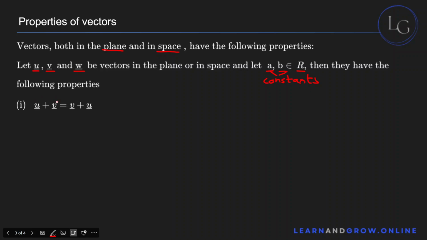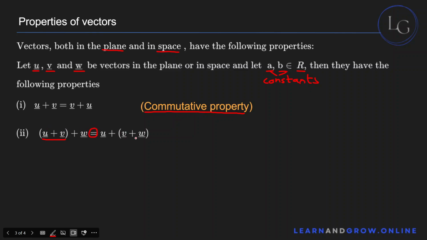When you add two vectors, let's say you add u and v, that's equal to if you add v and u. That's just simple, and this is called the commutative property. Now, if you first add the vectors u and v, and then you add another vector w into the sum, that's equal to as if you first add v and w and then you add u to the sum. And this is called the associative property.